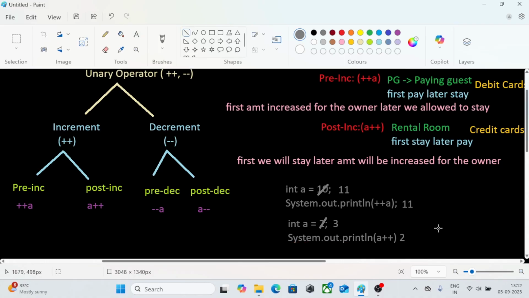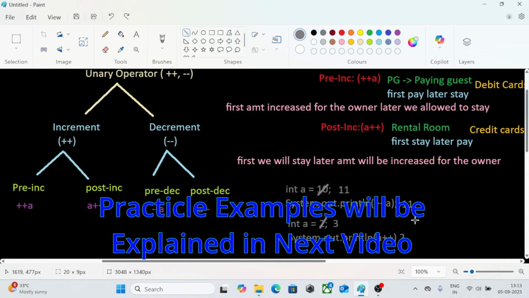So ++a means first increase the value wherever the variable is taken. Okay, in the memory we are going to increase, later from the memory we will take. When it comes to a++, first take from the memory, later increase the value. Just remember a simple thing: if there is a plus, it means increase the value by 1, and if there is a minus, it means decrease the value by 1. Okay, hope you guys got clarity on this. Let us see some live examples, some more examples that will motivate you to learn more.